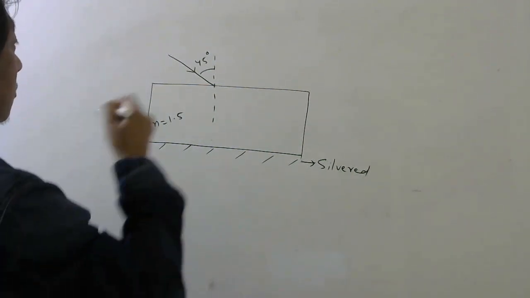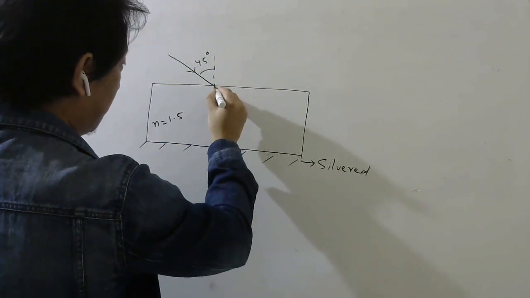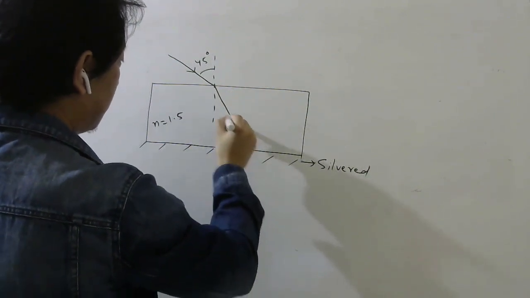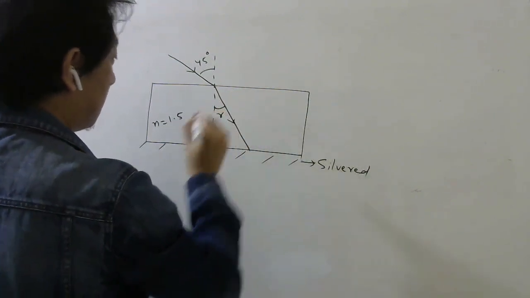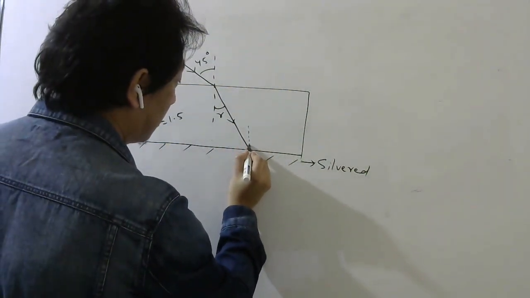So here this is 45 degree. Now here refraction will happen, this will be R, right? And then here reflection will happen.